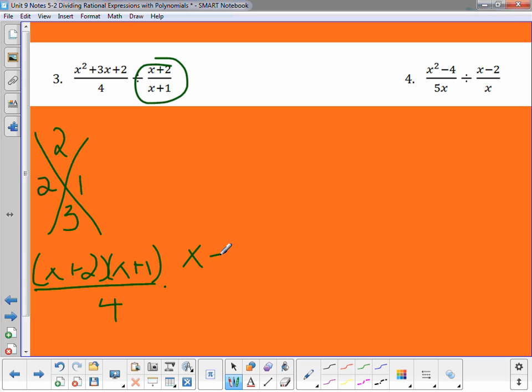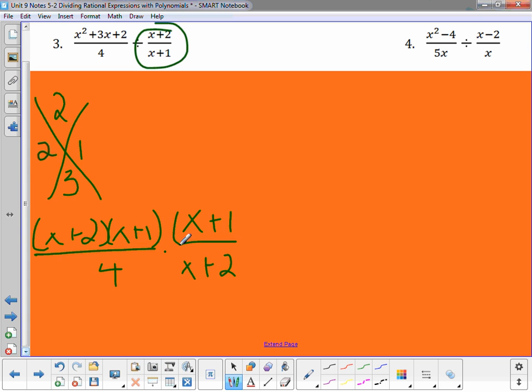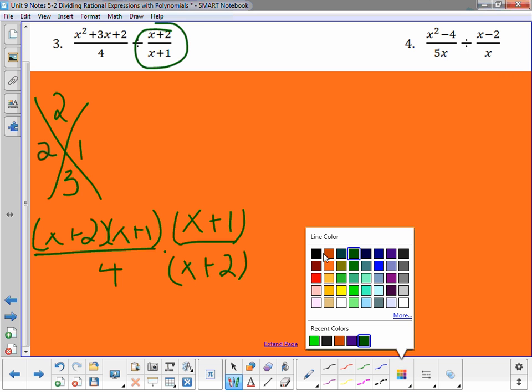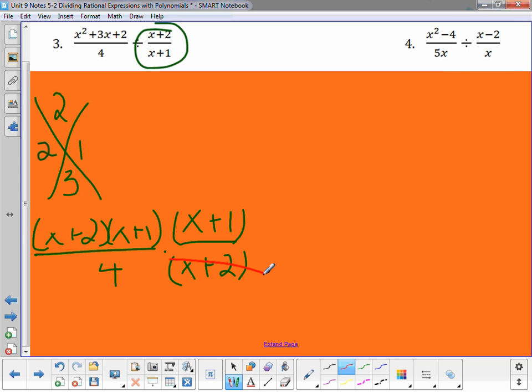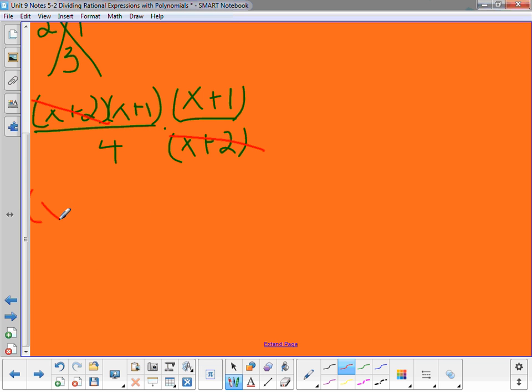So I'm going to have x plus 1 on top, and then I'm going to have x plus 2 on the bottom. So now all of that's being multiplied, so we could look at these guys as being in parentheses. So I can cancel out factors that are overlapping. So I'm going to cancel out x plus 2 and x plus 2. So then I'm left with x plus 1 times x plus 1 divided by 4.